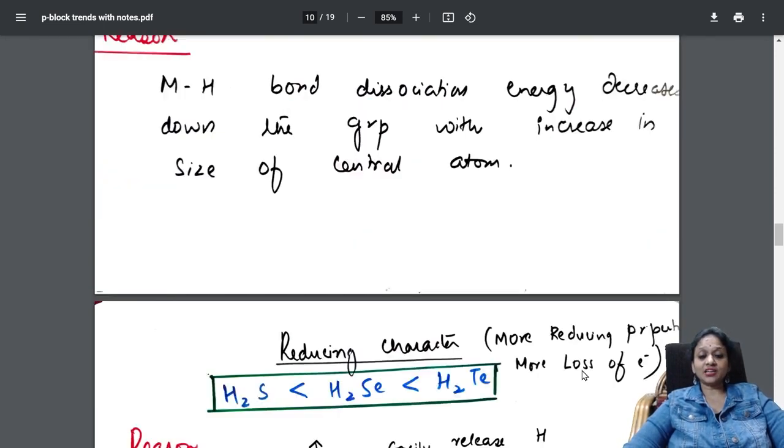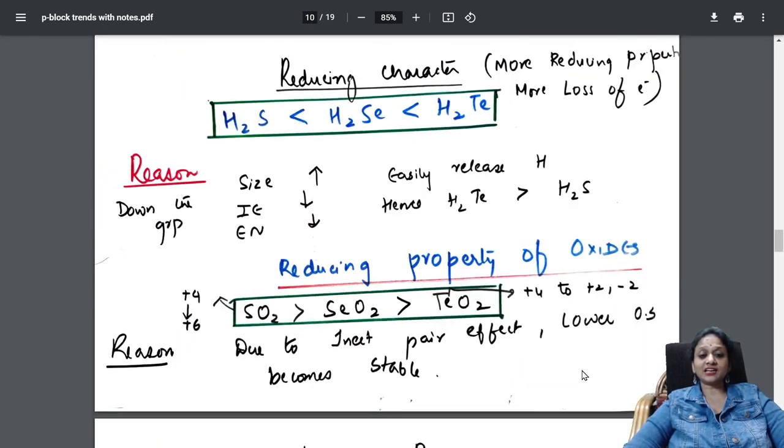Then slowly I took a concept called reducing character and reducing property of oxides. So what happens, whether it's easy to lose the hydrogen atom? What is the reason? I have mentioned here. Same is with the oxides. So you should remember, based on the inert pair effect, how is it releasing the particular? So everything I have explained along with the reason, note it.